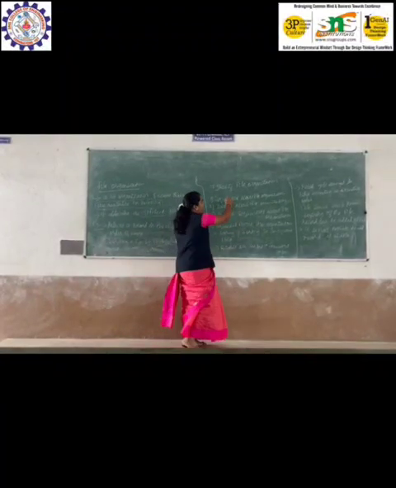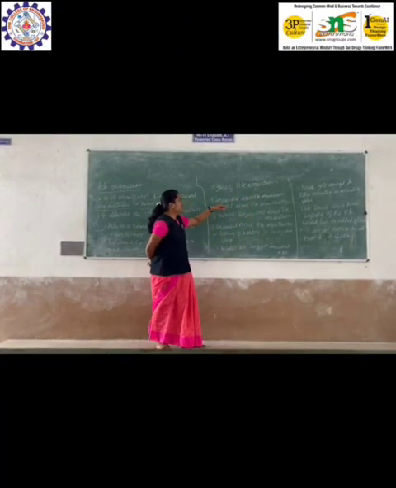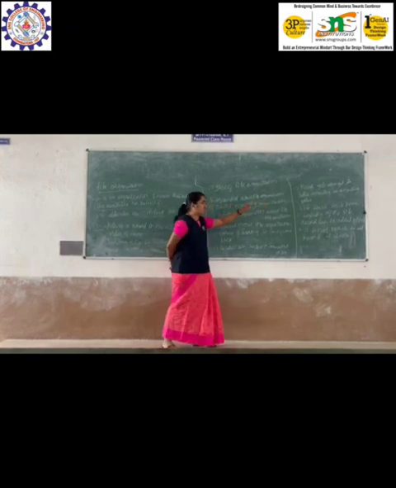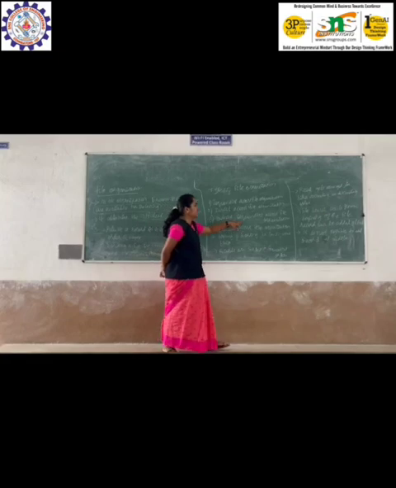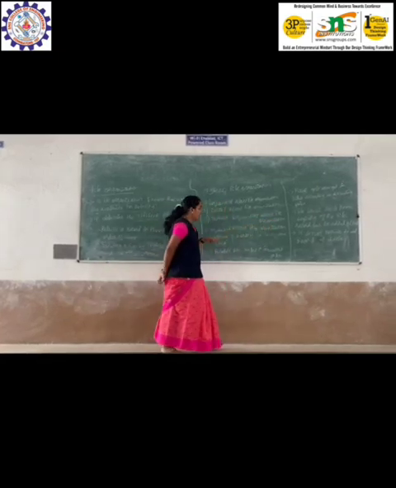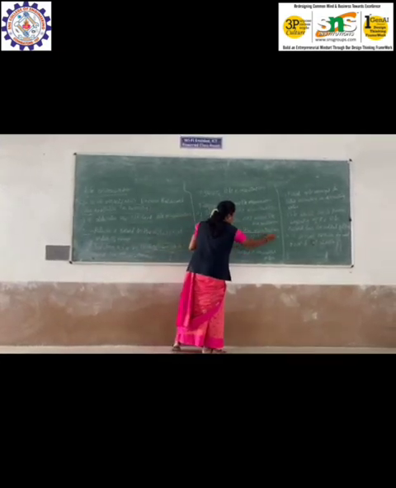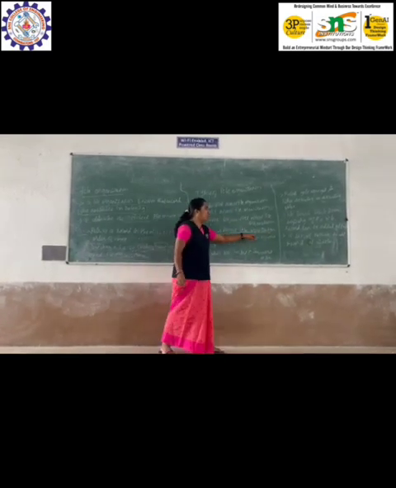There are three types of file organization. First one is sequential access file organization. Second one is direct access file organization. Third one is indexed sequence access file organization. So one by one we are going to see. First one, what is the sequential access file organization?